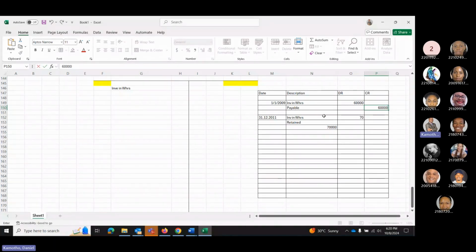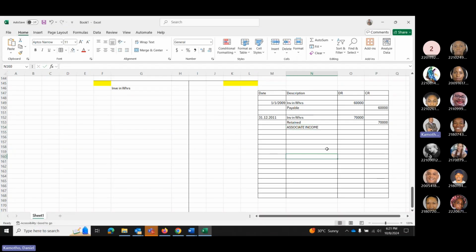And then here we are saying they would have increased the investment by 70,000 and credited their retained earning by 70,000. That is income from associate. I'll call it associate income over the years.